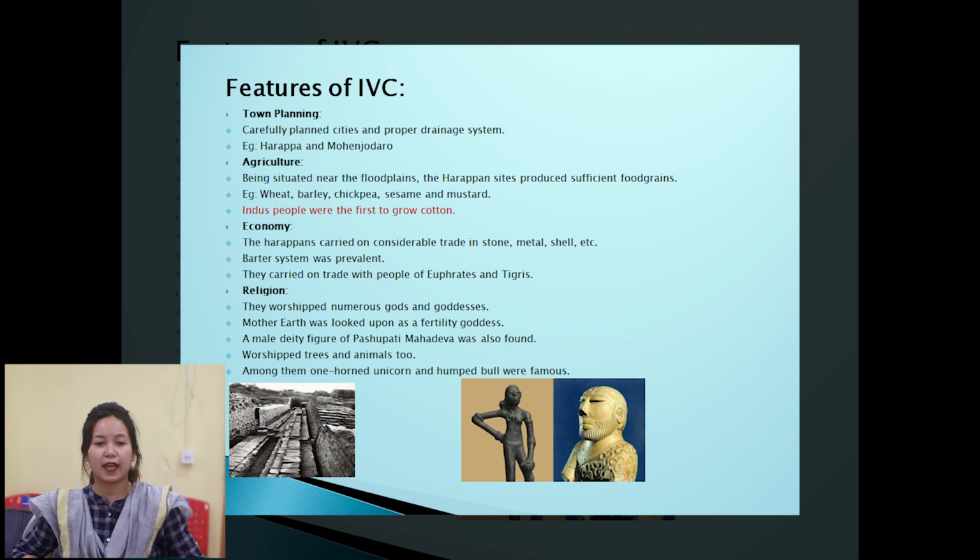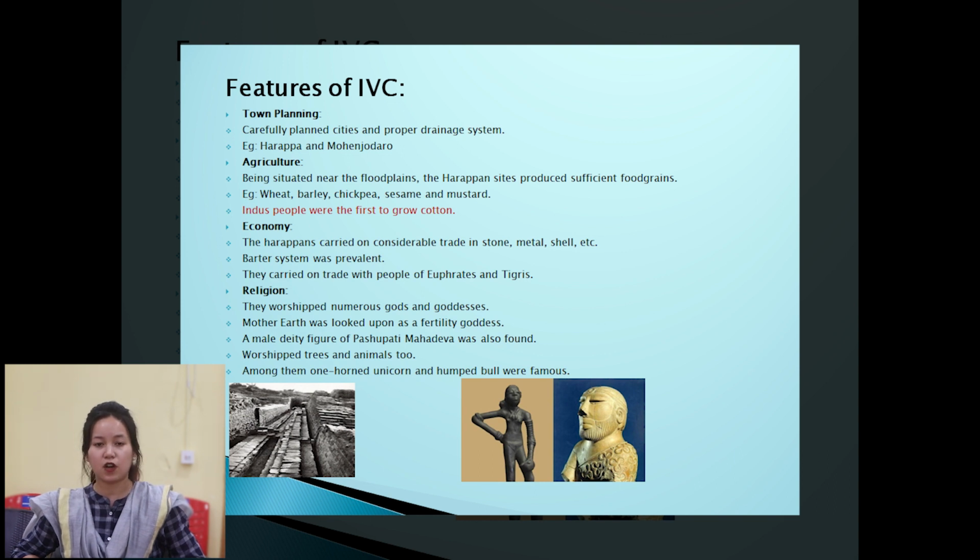The next feature of the Indus Valley Civilization was agriculture. Being situated near the flood plains, the Harappan sites produced sufficient food grains for their people. Some of the food grains cultivated during the Harappan period were wheat, barley, chickpea, lentil and sesame. The Indus Valley people were the first people to grow cotton.